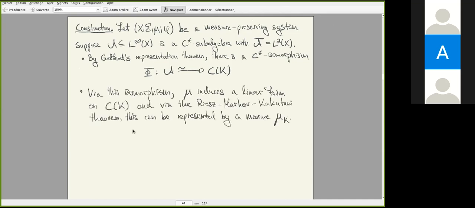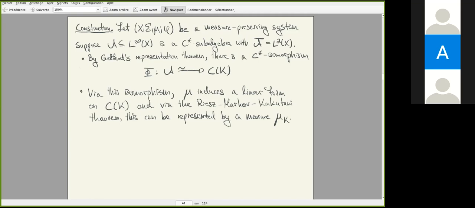And via this isomorphism, you can also take this measure mu and pull it over to get a linear form on C of K. And this, again, via the Riesz-Markov-Kakutani theorem, can be represented by a measure mu K on this compact space. So what we've done now is that we started with our measure space, and we constructed a compact space with a measure which comes from the original measure.